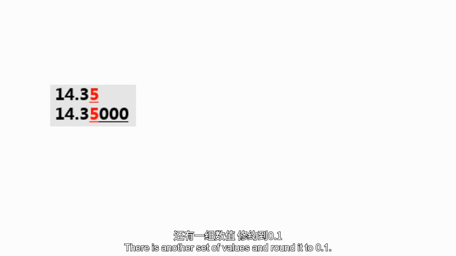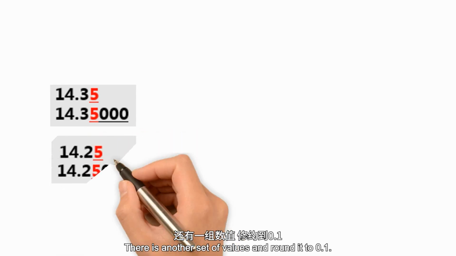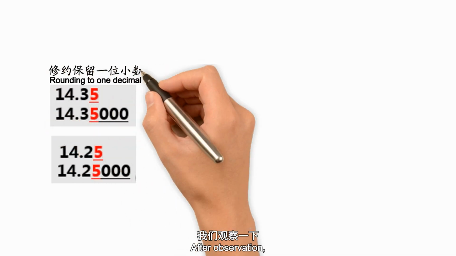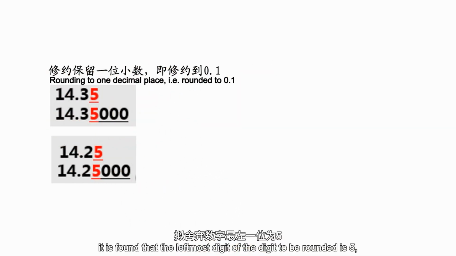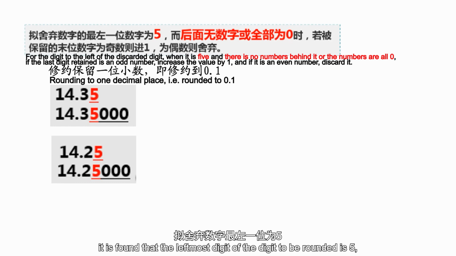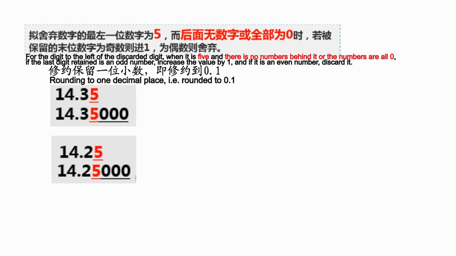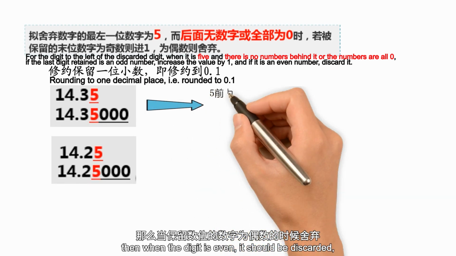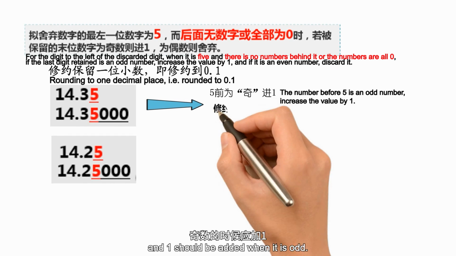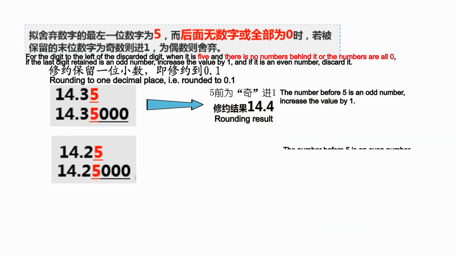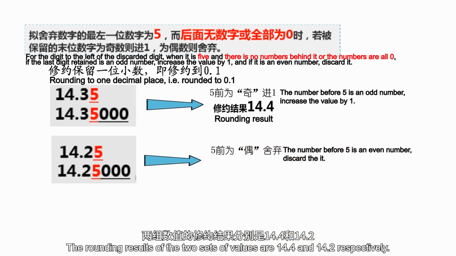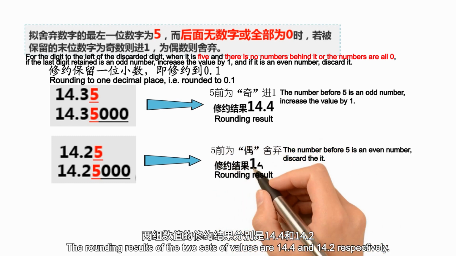There is another set of values and round it to 0.1. What is the result? After observation, it is found that the leftmost digit of the digit to be rounded is 5. And if there is 0 after 5 or no digit, then when the retained digit is even, it should be discarded. And 1 should be added when it is odd. The rounding results of the two sets of values are 14.4 and 14.2 respectively.